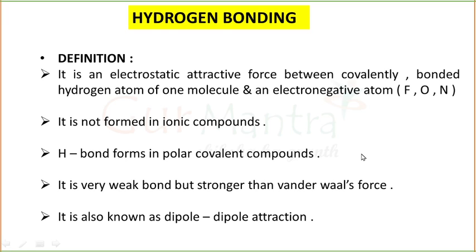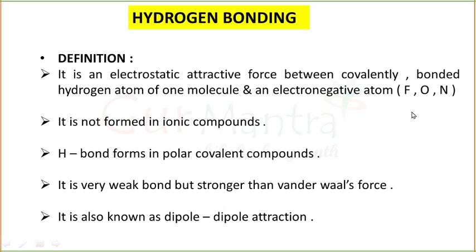So basically a hydrogen bond is a primarily electrostatic force of attraction between a hydrogen atom which is covalently bound to a more electronegative atom or group. For example, nitrogen, oxygen and fluorine. As you can see the definition, hydrogen bonding is an electrostatic attractive force between covalently bonded hydrogen atom of one molecule and an electronegative atom, that is F, O, N. F stands for fluorine, O stands for oxygen and N stands for nitrogen.